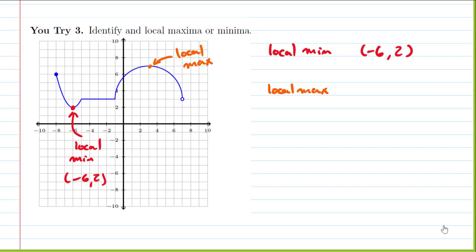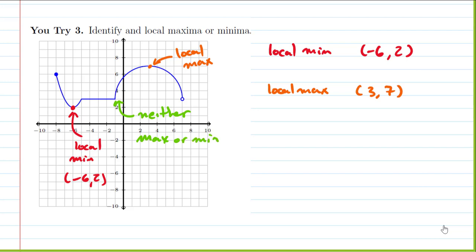And our local max is at 3, 7. So we have a couple of false friends that we need to be careful of. So note, this point is neither a max or a min.